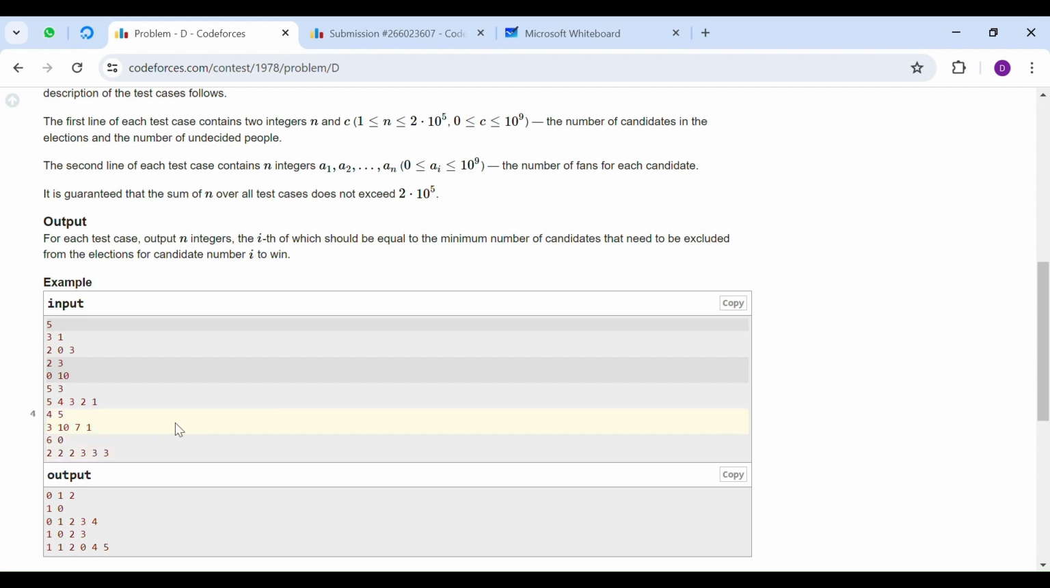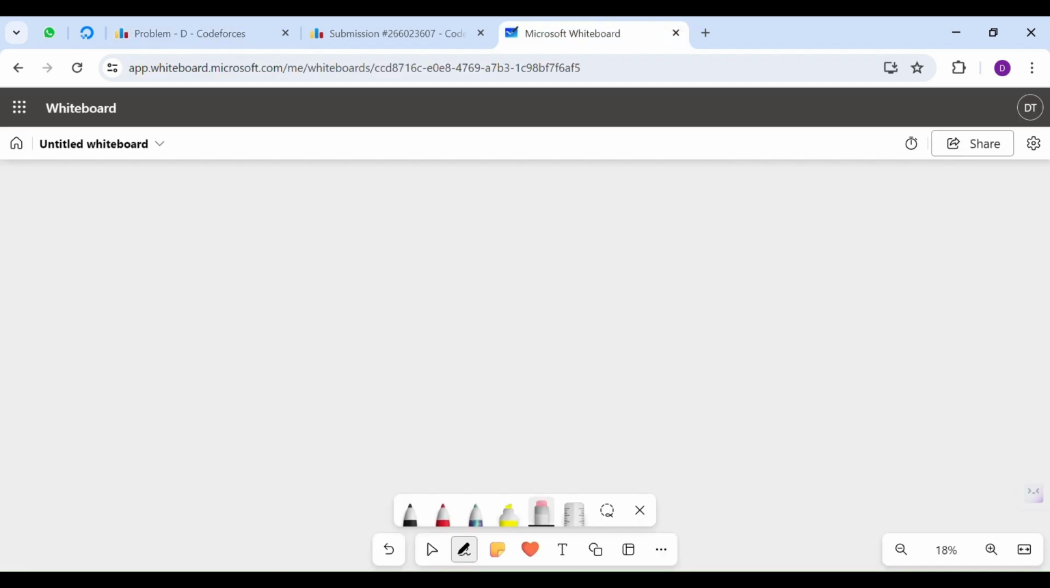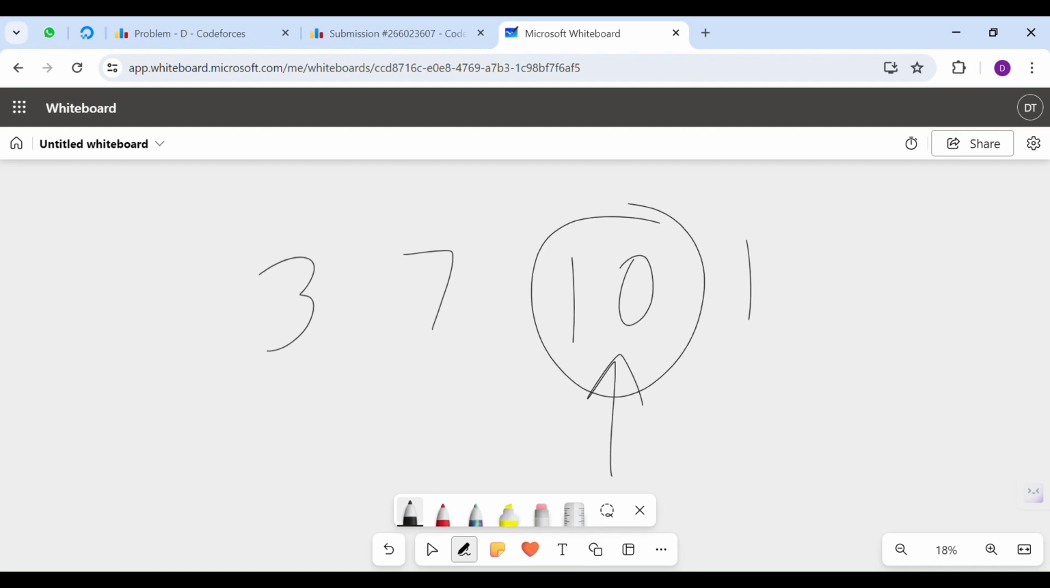Okay, now you have to consider three cases. First of all, this case: 3, 7, 10, 1. Now, if you are finding the number of candidates you need to remove for this person, this person already has the maximum number of votes. That means I don't need to remove any other candidate. So the answer for this case is 0.